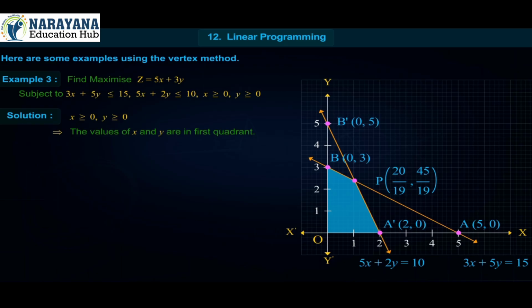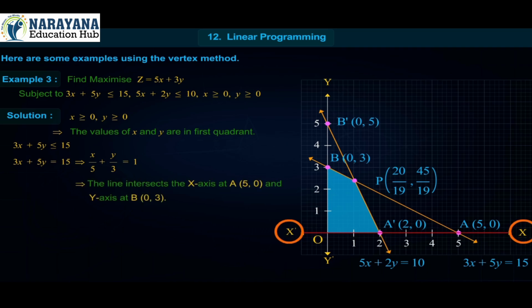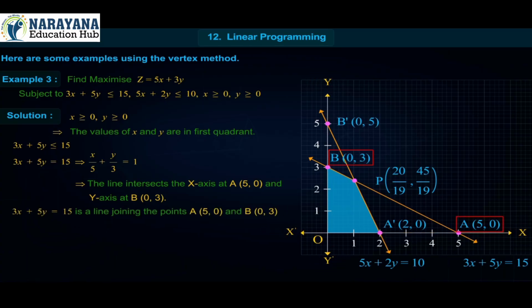Solution: x is greater than or equal to 0, y is greater than or equal to 0 implies the values of x and y are in the first quadrant. 3x plus 5y is less than or equal to 15. 3x plus 5y is equal to 15 implies x upon 5 plus y upon 3 is equal to 1. Implies the line intersects the x-axis at A (5, 0) and the y-axis at B (0, 3). 3x plus 5y is equal to 15 is a line joining the points A (5, 0) and B (0, 3).